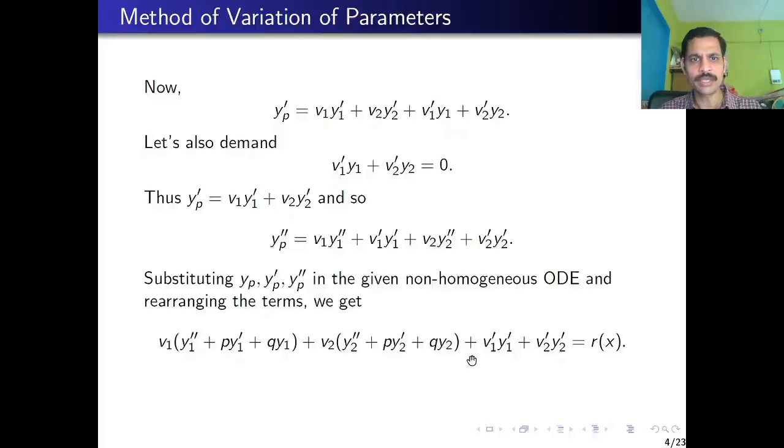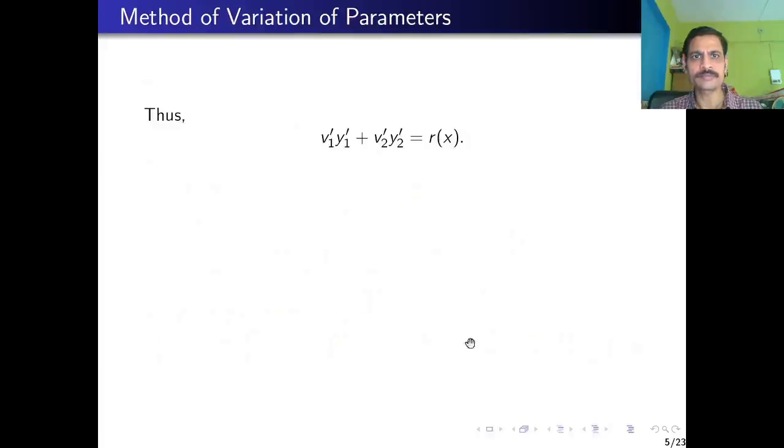Now we observe here that y1 is a solution of the homogeneous ODE and y2 is a solution of the homogeneous ODE. So both these terms are 0. Therefore, the only things that survive here are these two terms and the last term. That is, we have v1' y1' + v2' y2' = R(x). That is the same as what is stated here.